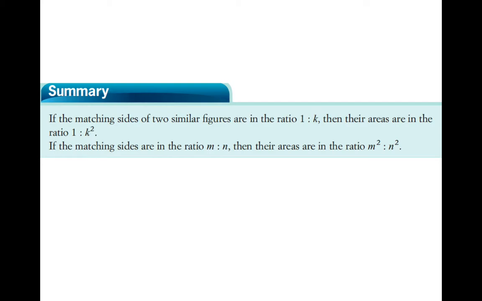The second point is, if the matching sides now are in the relationship of m to n, meaning these two numbers are different, be it 2/3, 4/5, 3/4, whatnot, then all we do is square that number, and we will then get the similar area.